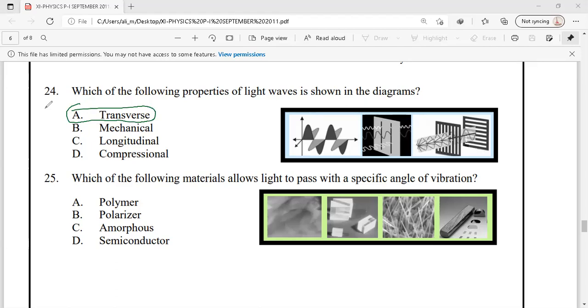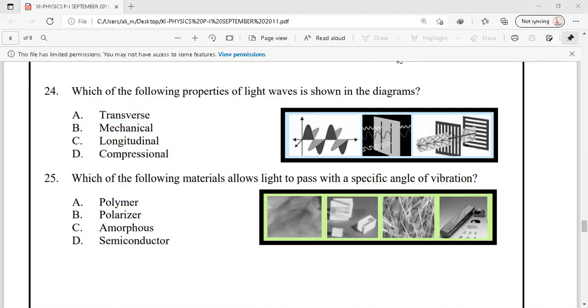Which of the following materials allows light to pass through a specific angle of vibration? So, as I have mentioned in question number 24, light passes through the polarizer, and it blocks one component of the wave and passes the other component. So, this is known as a polarizer, that is used in polarization.